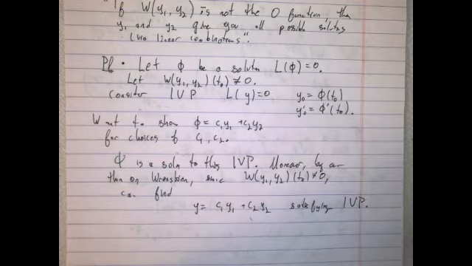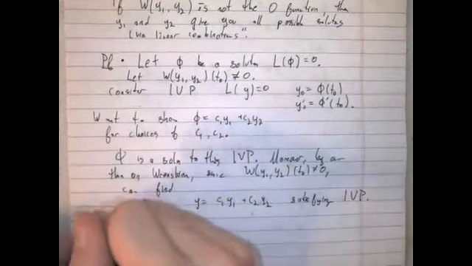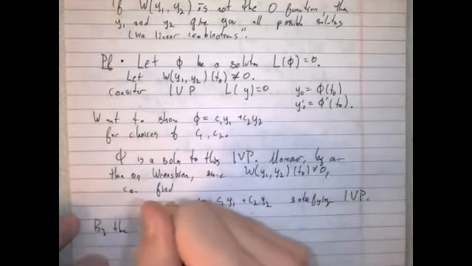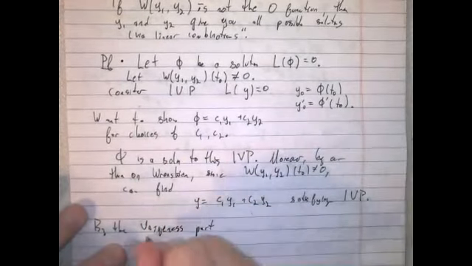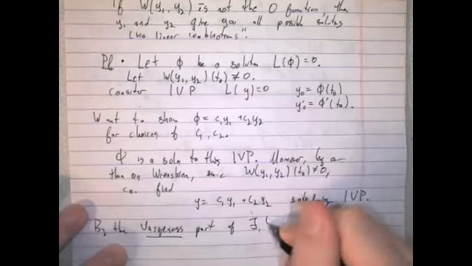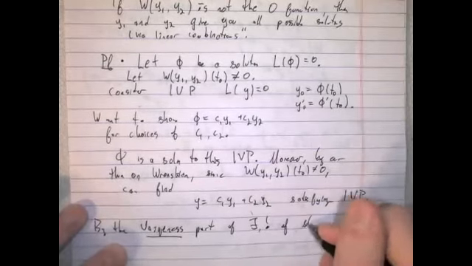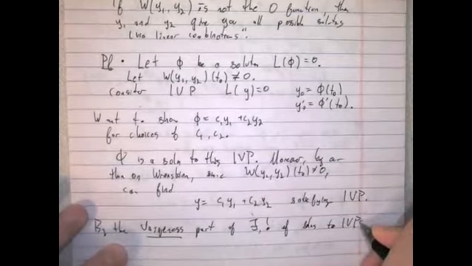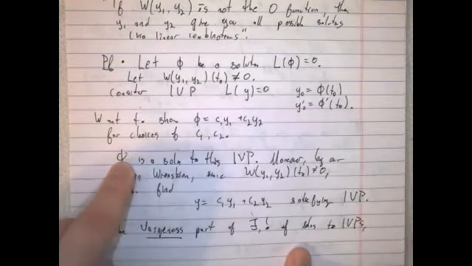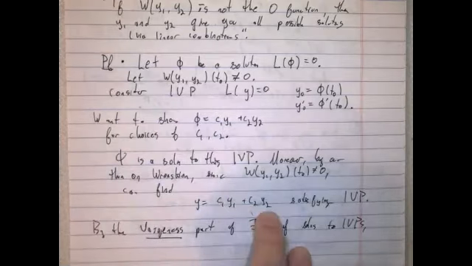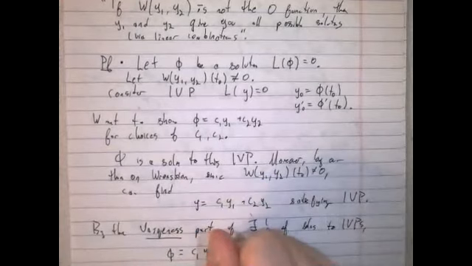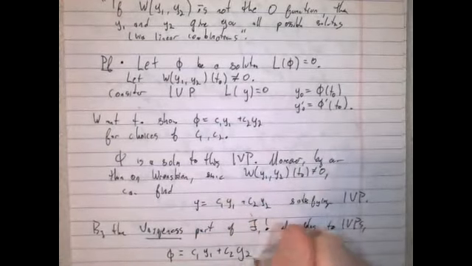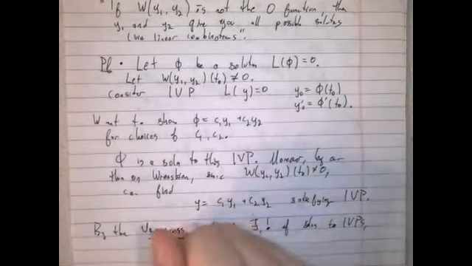So if they're the same solution, does it mean they're equal then? Yes. So what I can now write is by the uniqueness part of existence and uniqueness of solutions to IVPs, I've got phi, which is a solution to the IVP, and I've got c1y1 plus c2y2, which is a solution to the IVP. By the uniqueness, phi must be equal to c1y1 plus c2y2, which is what I was trying to show.